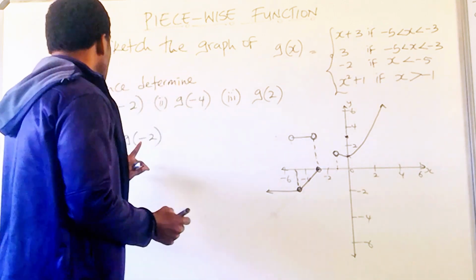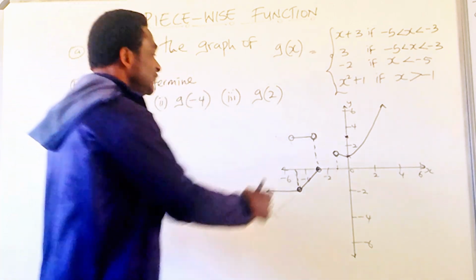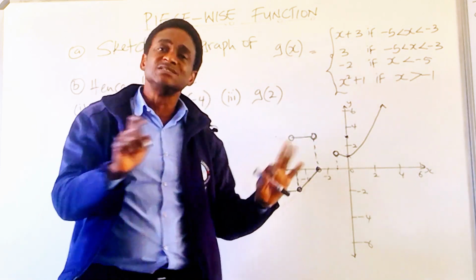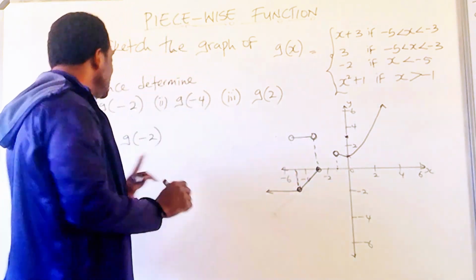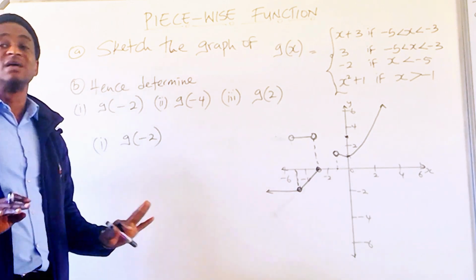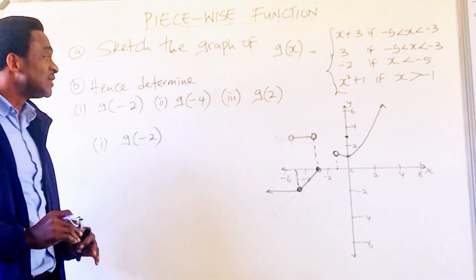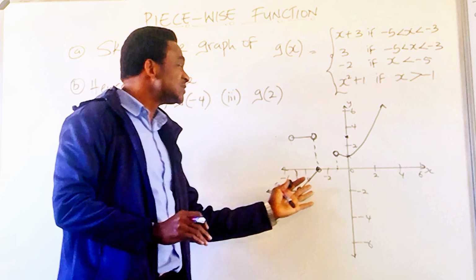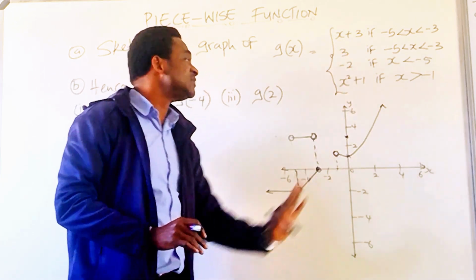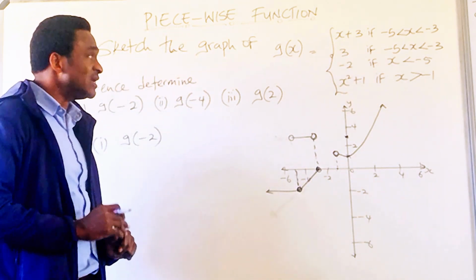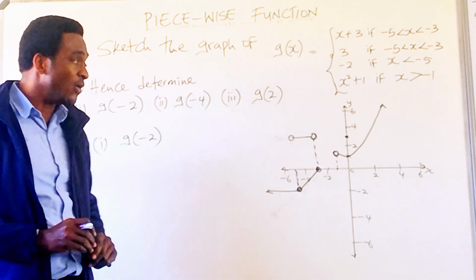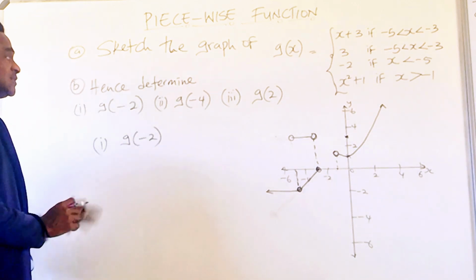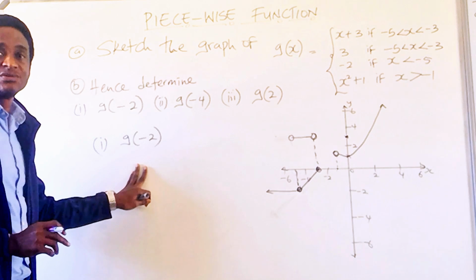When will x be negative 2? It doesn't touch any of the graphs. So this does not apply. As simple as that. It does not apply because all the pieces of the graph have not been affected by anything. So it doesn't apply at all, and that does not exist.